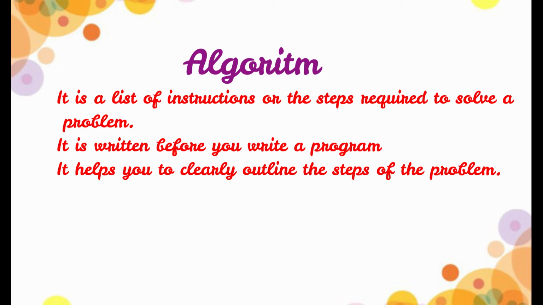An algorithm is written before we write any programming code. Likewise, we have written HTML code in the last chapter. There are different types of programming languages that you know: HTML, C, C++, Java, etc. So for writing any program, we first have to write an algorithm for that. It helps you to clearly outline the steps and subsequently the development of a good program.